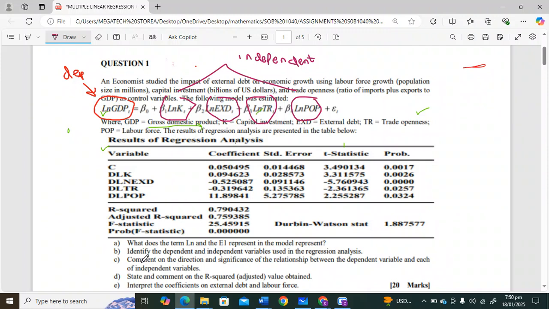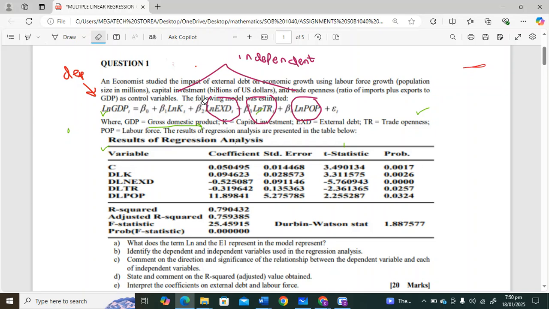Part C. Comment on the direction and the significance of the relationship between the dependent variable and each of the independent variables. Okay, so here we're going to be analyzing the relationship of GDP with first capital investment. Then we evaluate the relationship between GDP and external debt. Then again, we evaluate the relationship between GDP and trade openness, and then GDP and the labor force.